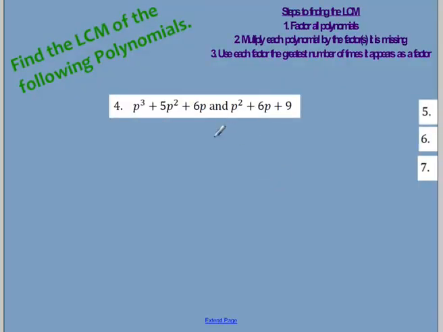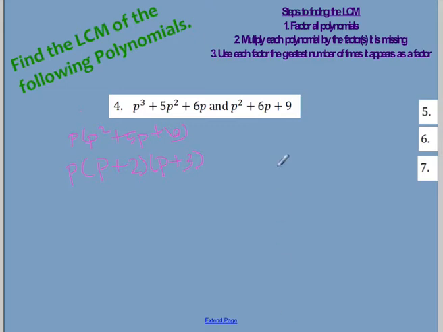Example 4. Now we have polynomials, okay? Before we had monomials, now we have polynomials. So let's go ahead and factor these first. If I look at this first piece, I notice I can factor out a p. So I would have p squared plus 5p plus 6. If I go any further, I would have to say, well, what multiplies to 6 but adds to 5? Well, 2 times 3 is 6, and when I add them, I get 5.